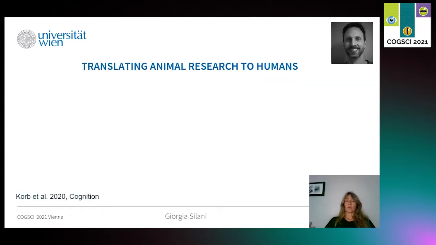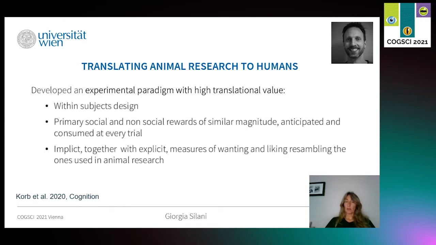and whether these differences are stronger for wanting compared to liking. In order to do that, we developed, together with Sebastian Korber, a new paradigm with a high translational value, namely one heavily inspired by animal research, in which we use a within-subject design and primary tangible social and non-social rewards of similar magnitude were both anticipated and consumed at every trial. Together with an explicit measure of wanting and liking, so subjective wanting and liking, we also collected more implicit measures that resemble the ones usually used in animal research. The goal was to operationalize reward processing, and particularly reward liking and wanting, in a way that is similar to animal research, to see whether pharmacological challenges or clinical conditions have an effect on these two elements.